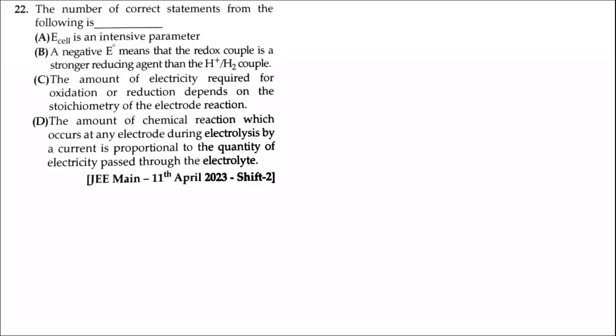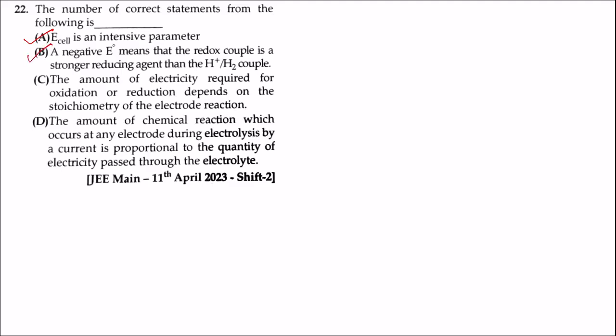Question. The number of correct statements from the following is: A. E cell is an intensive parameter. Correct. Intensive parameter means it does not depend upon the quantity of the substance. So E cell is an intensive parameter. B. A negative E naught means that the redox couple is a stronger reducing agent than the H plus H2 couple. This statement is also correct.